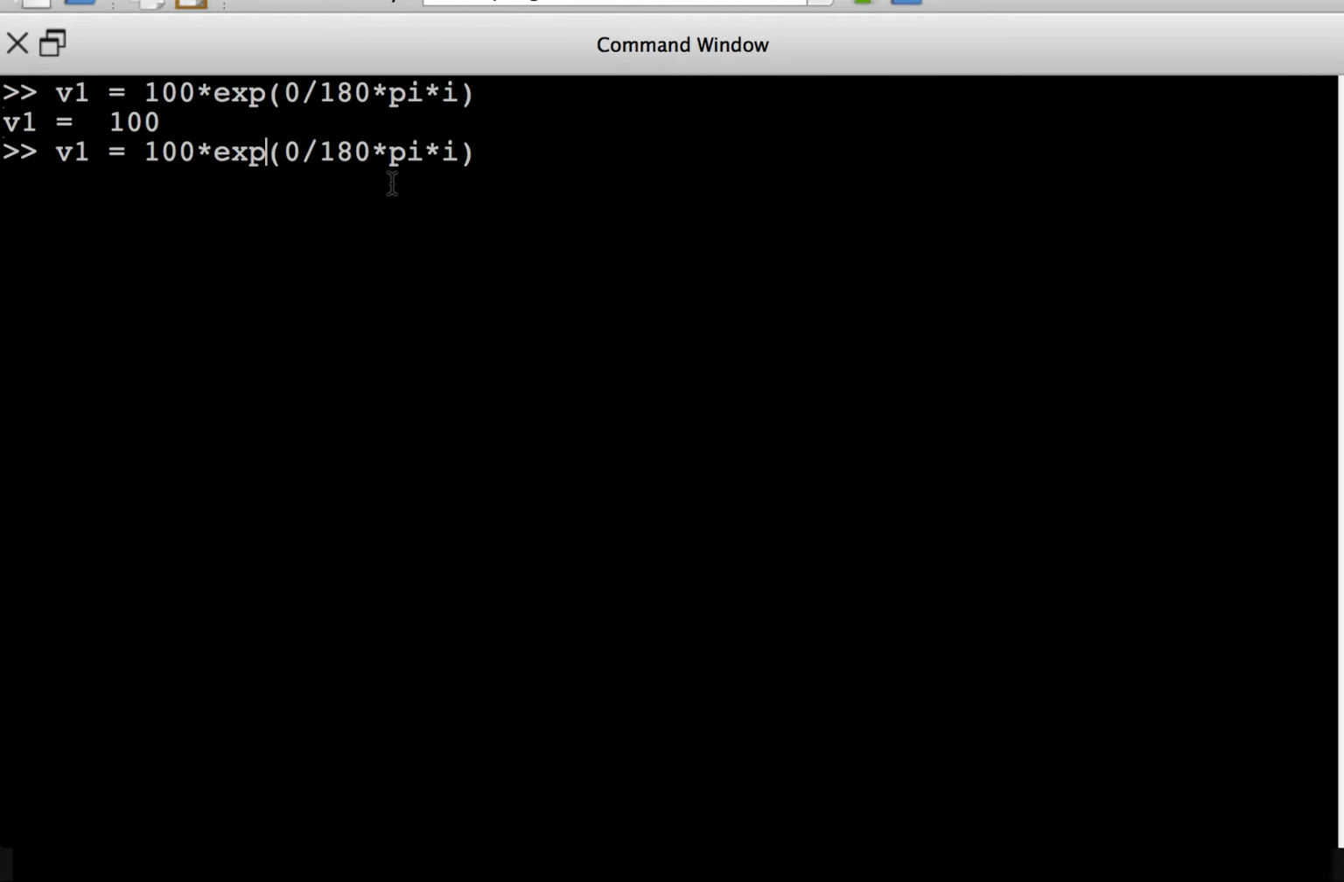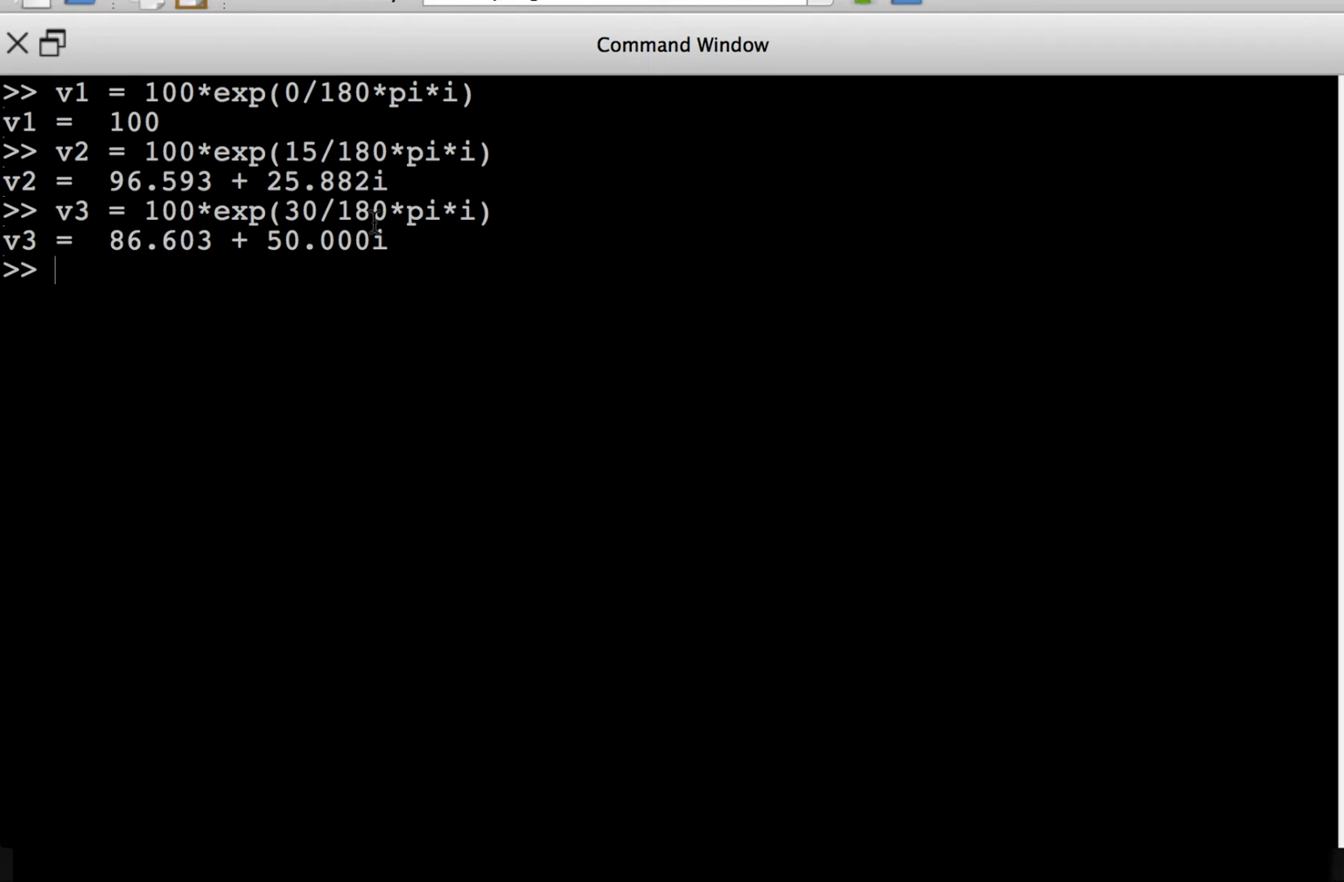Now I define another variable V2. Here the angle I increase by 15 degrees, so I'm getting some values like this. Then again I define another variable V3, so that is 30 degrees. Further I'm getting values. You notice that the horizontal component is decreasing: 100 is becoming 96, is becoming 86, whereas the y-axis component is increasing. So as the angle increases, this happens.